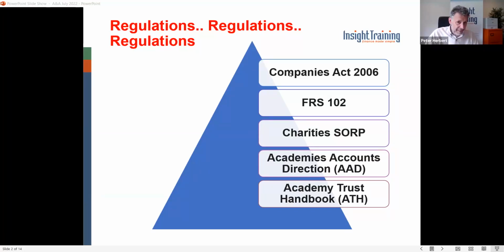In his June 22 blog, my colleague James Charlton went through the Academy Accounts Direction 21-22 in a little bit of detail and highlighted the key changes compared to previous years.